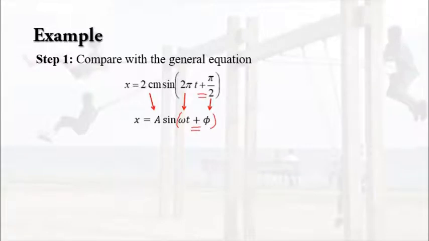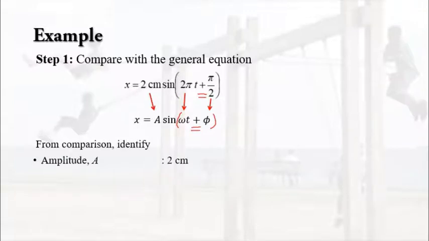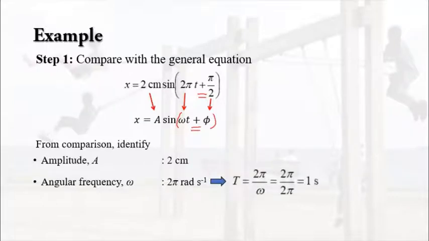After I compare it, I'm going to get A equals 2 cm, and then omega equals 2 pi radian per second. The reason why we need omega is because we want to calculate the period. So period is equal to 2 pi over omega, which is equal to 1 second. And then according to the question, the initial phase angle is a positive pi over 2 radian. And remember, pi over 2 radian is equal to 1 over 4 revolutions.